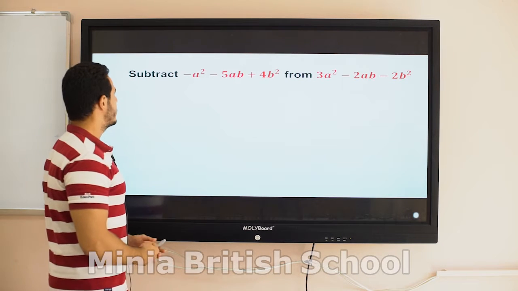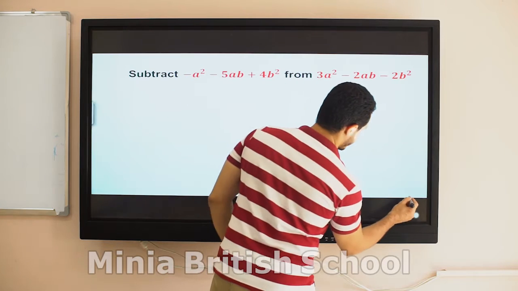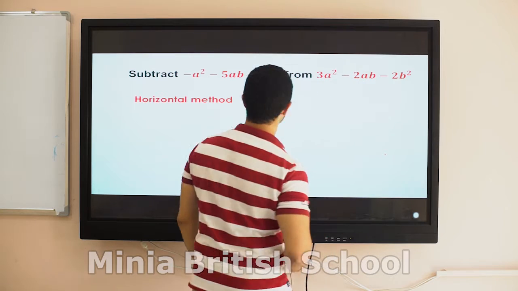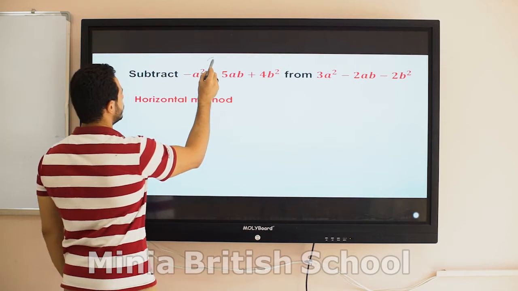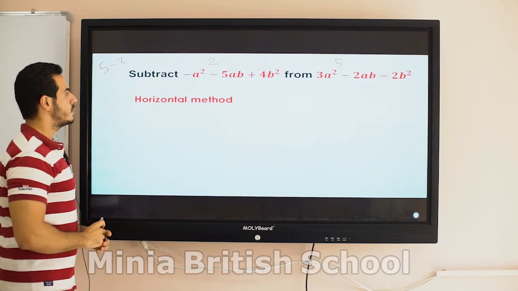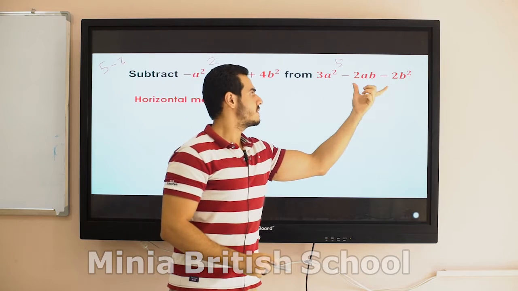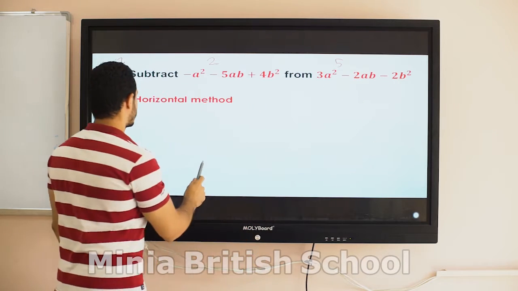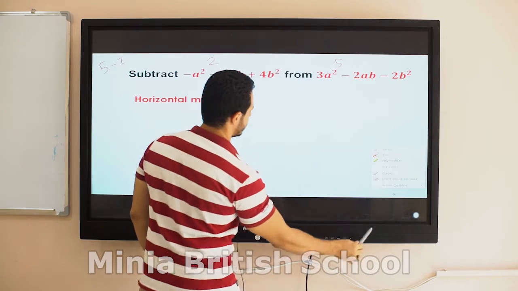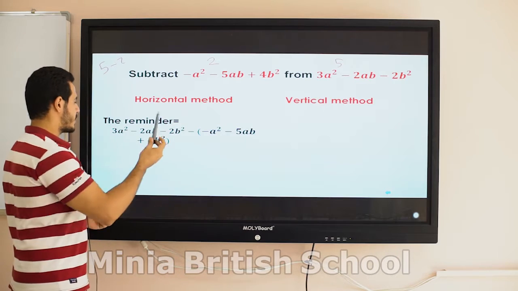Let's take subtracting. Subtract this expression from this expression. Be careful. If I told you subtract 2 from 5, you will say 5 minus 2. Okay, subtract this expression from this expression. So I will write this expression at first. Okay? Horizontal method, and vertical method.